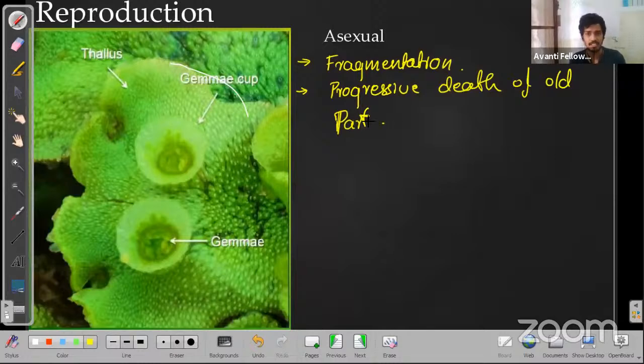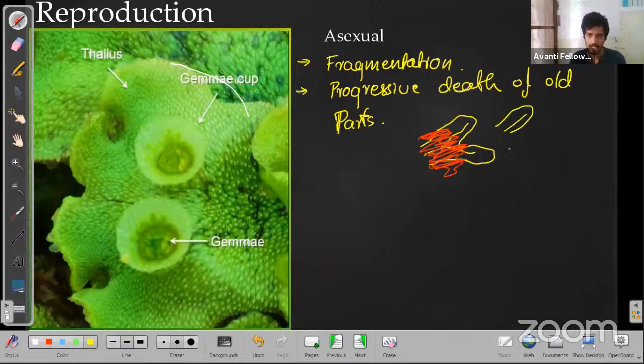Yes, parts. So the organism is something like this. Think that this is a single organism, right? After some stages, this will die. This up to this part will progressively die. Then what happens? It will remain with only this part and this part, right? These are not attached. Then this will give rise to the new plant.